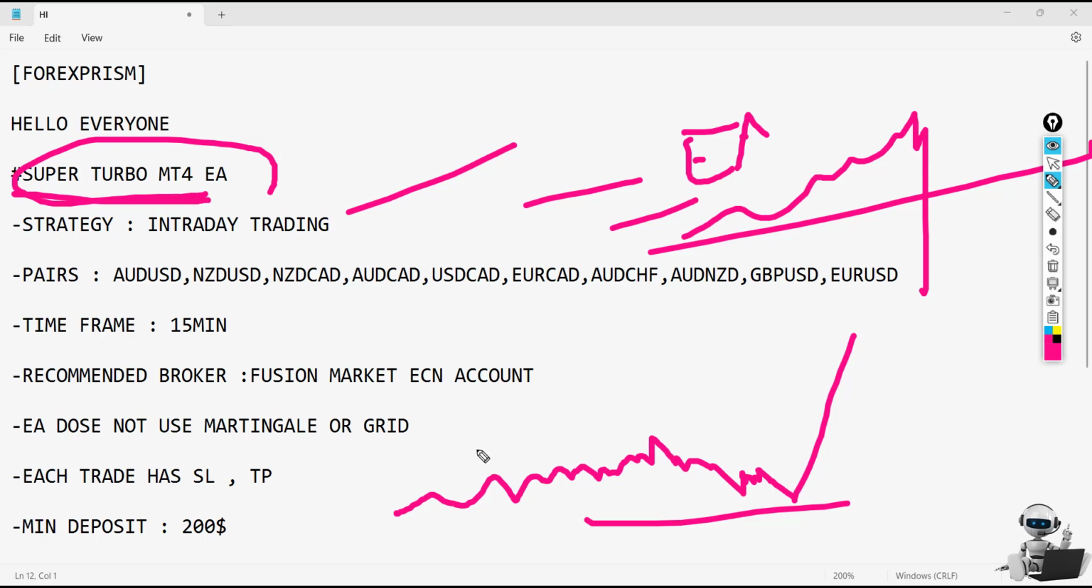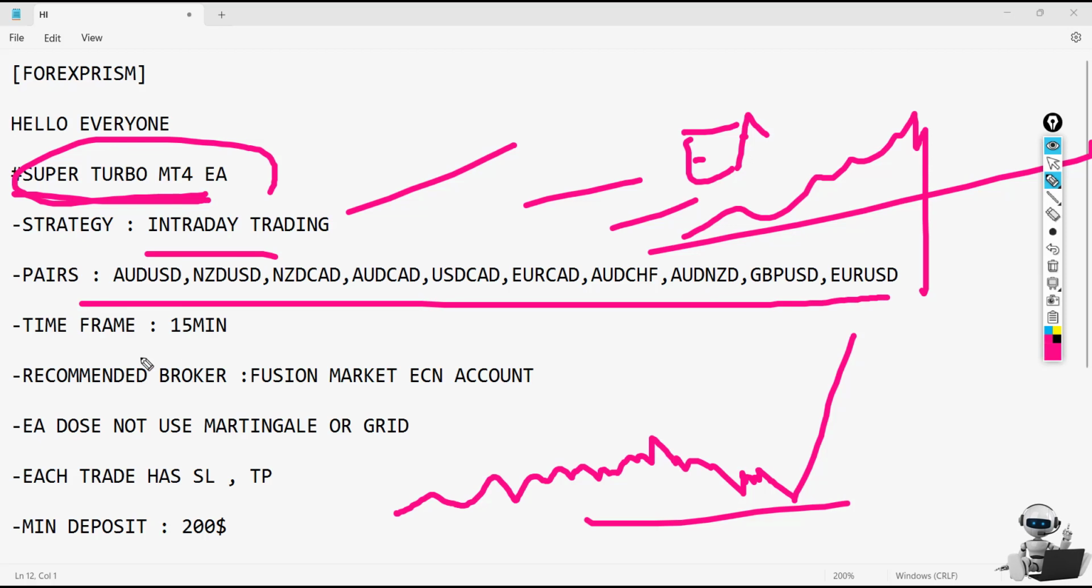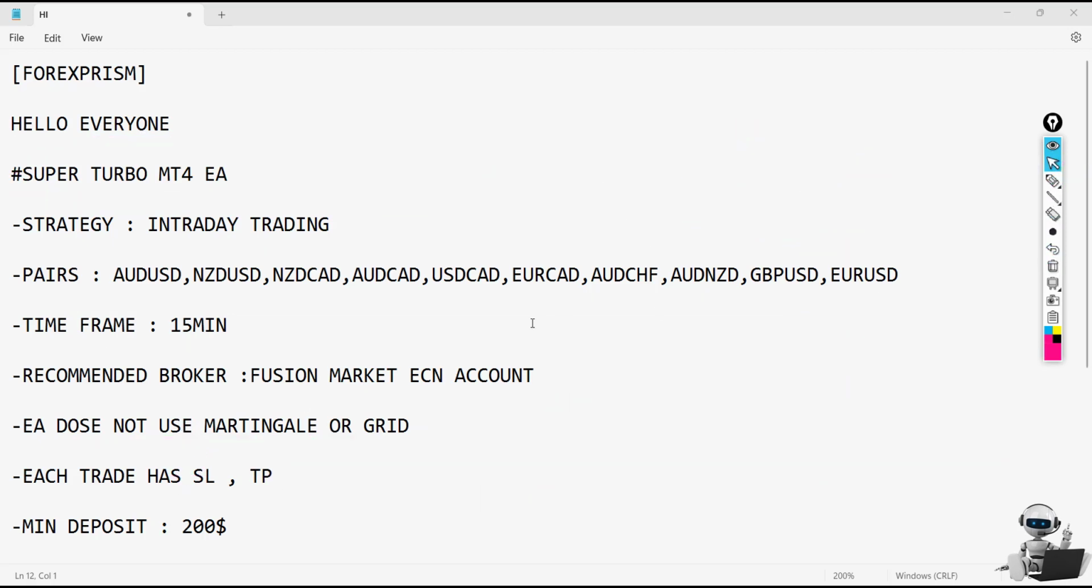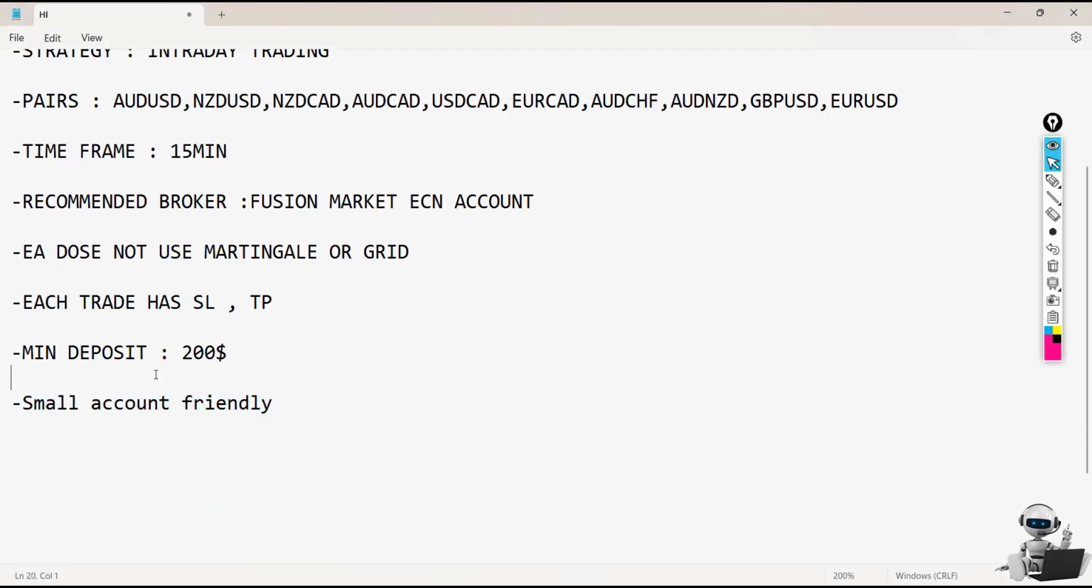So today's EA, we have intraday trading that works on several pairs and 15-minute time frame. You can use any broker, no problem. EA does not use Martin or Grid. Take profit, stop loss is involved. This EA actually is friendly for the smaller account. So if you can start with 200 US dollar, you can expect to make some noticeable profit.